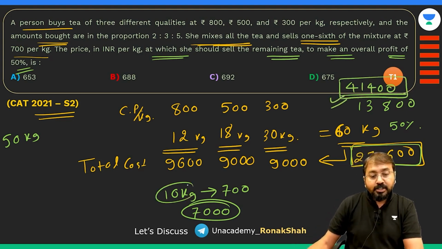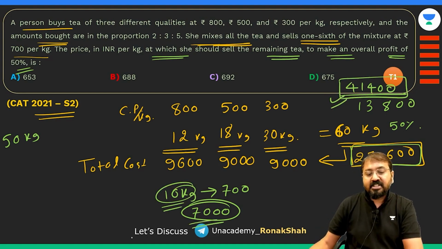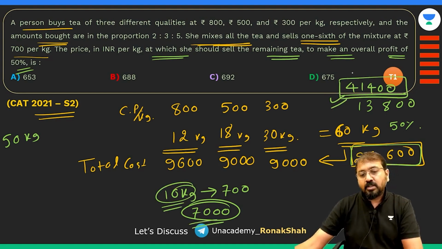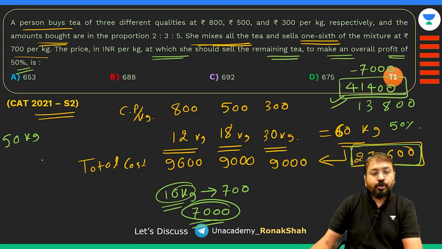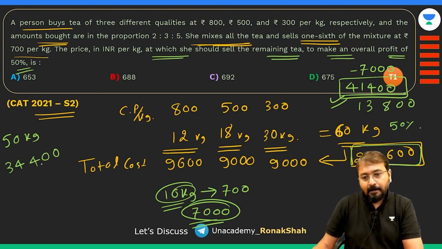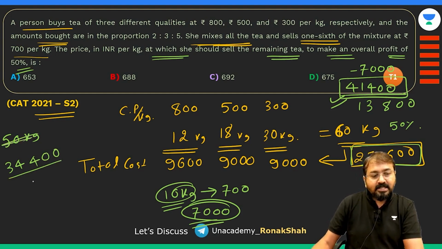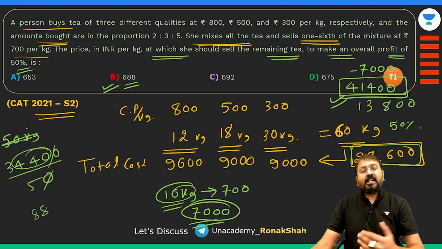Of course, I have already sold 10 kg and generated 7,000 revenue. So out of 41,400, 7,000 has already been generated. So how much more revenue do we need to generate? 34,400 rupees, right? By selling these 50 kg. So what will be the per kg price? 3440 divided by 5 is 688. There is only one option ending with 88, so we can tick mark option B.